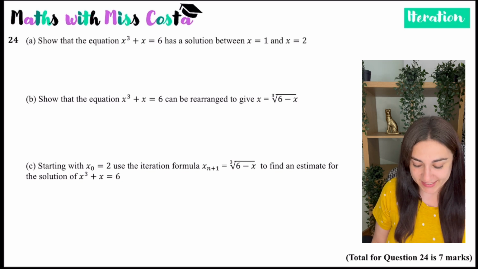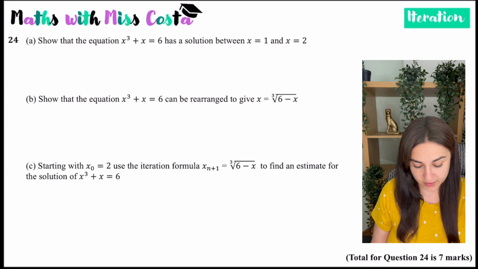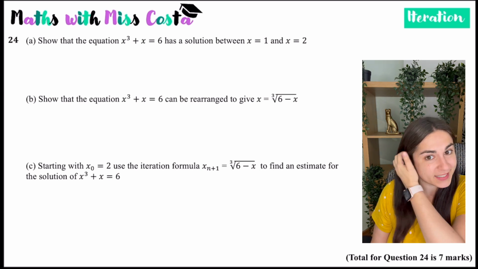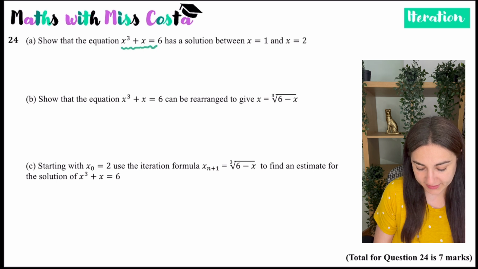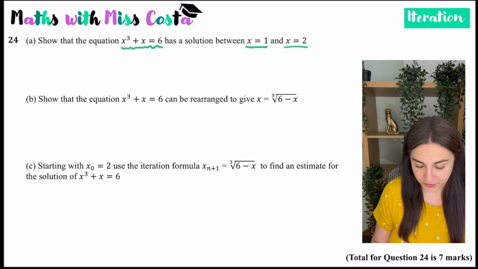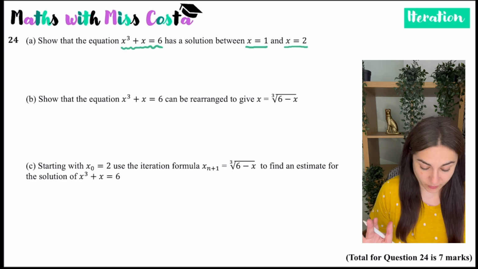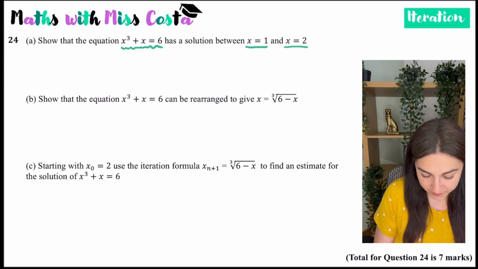Okay, so sometimes iteration shows up like this, where you're being asked to show that and use the formula to find an estimate for the solution. So I just thought I'd go through this type of question as well. So here you're being told to show that the equation x cubed plus x equals 6 has a solution between x equals 1 and x equals 2. So the first thing you want to do when you've got a question like this is to rearrange it to make it equal to 0. So x cubed plus x minus 6 equals 0.